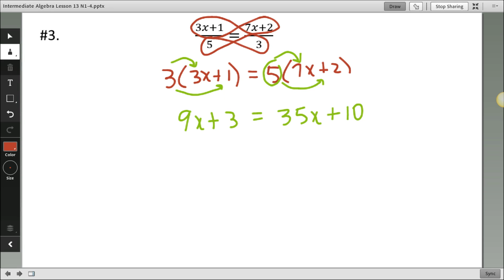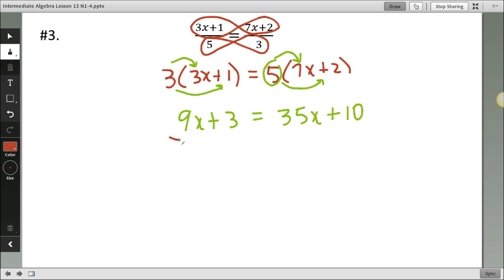Number 1, distribute. Number 2, combine like terms on the same side. So split down the middle, combine terms on the left, combine terms on the right. Step 3, that's where we're at, is to move the variable to the same side by either addition or subtraction. Typically what I like to do is move the smaller variable, the one that has a smaller value, to the side where the larger one is.